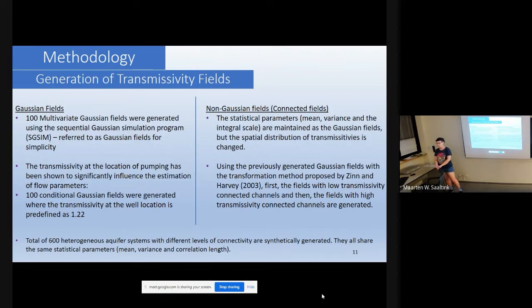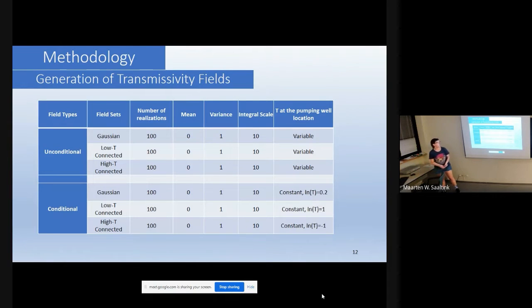The statistical parameters are maintained the same, but the spatial distribution of transmissivity is changed, and a total of 600 heterogeneous aquifer systems with different levels of connectivity are generated synthetically, and they share all the same statistics. Maybe we see it better here. We have conditional and unconditional realizations, Gaussian and non-Gaussian distributions. For unconditional ones, transmissivity at the pumping location is variable, and for conditional, they are fixed. And the statistical mean, variance and integral scale are the same for all of them, a total of 600 fields.